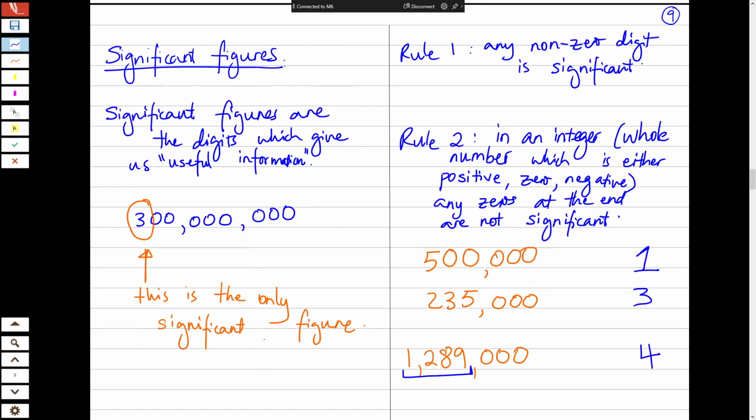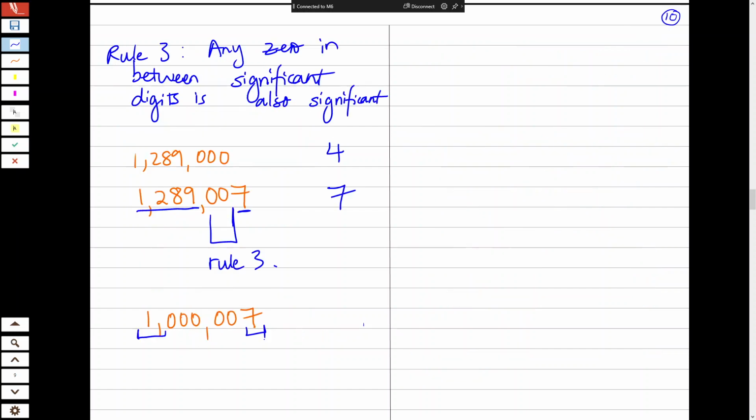Remember the very first rule we stated: any non-zero digit is significant. You're always going to count a number that's non-zero. The question that we will always ask when looking at numbers is whether we count the zeros or not. Here, we have a whole number, and we have significant figures on both sides. So we are going to count them. So yes, the answer is going to be 3.